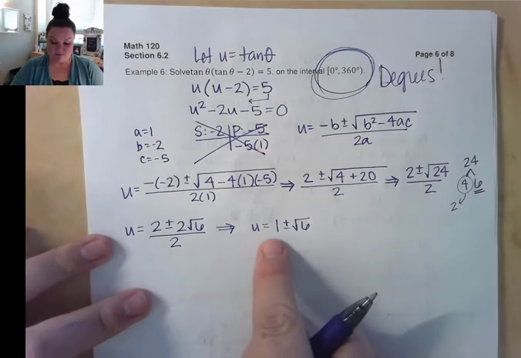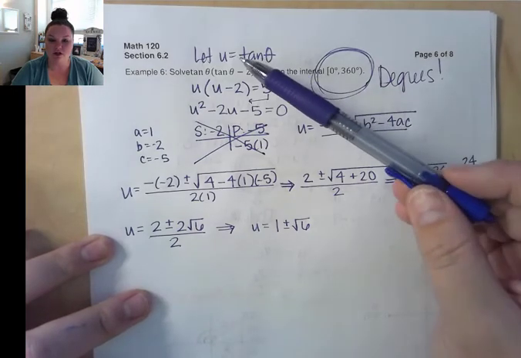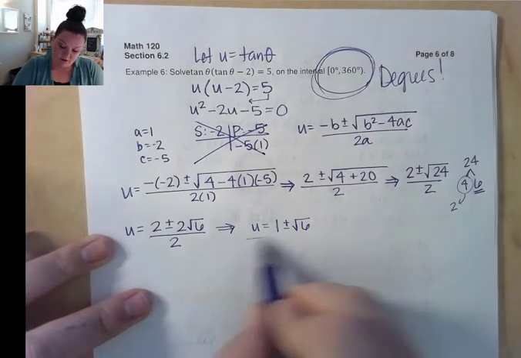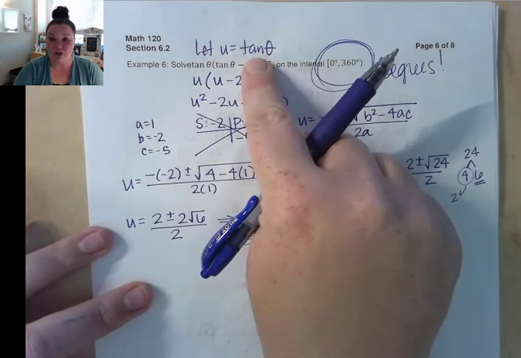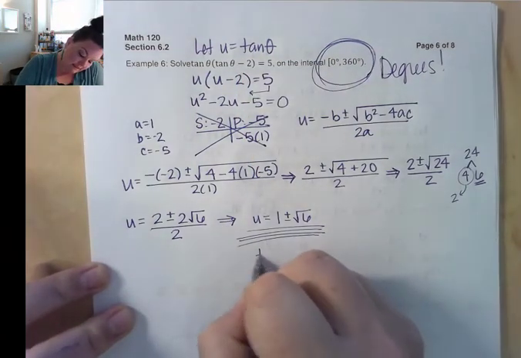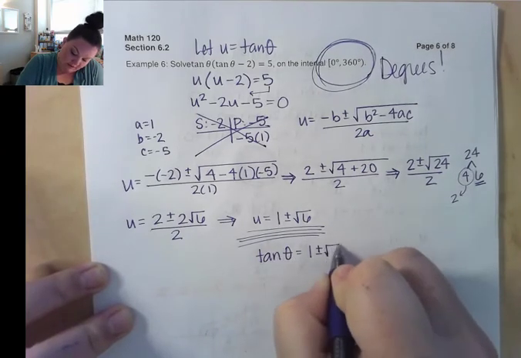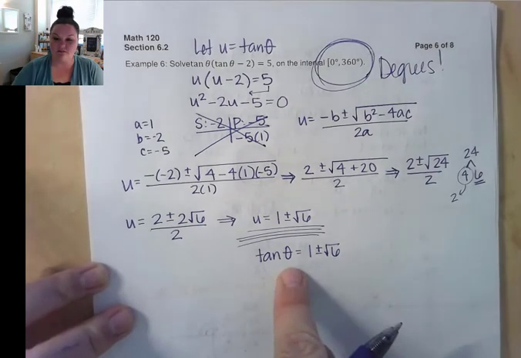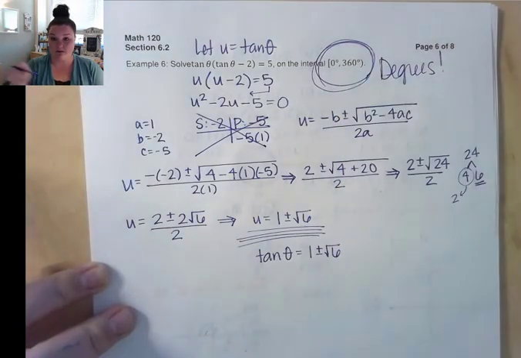So what we did is we replaced our trig function, tangent theta, with u so that we could solve for u algebraically. So now that we know what u equals, now we're just going to plug back in what u originally was. Okay, so this means that tangent theta equals 1 plus or minus the square root of 6. Okay, so that's what we need to solve for, and we want theta in degrees, within 1 rotation of our unit circle.